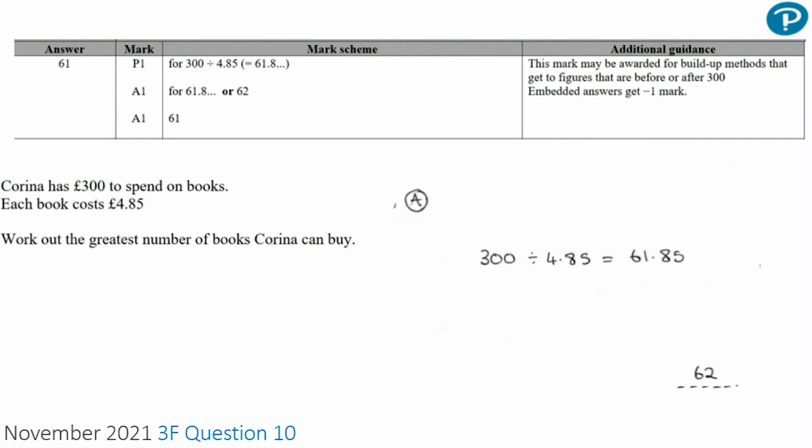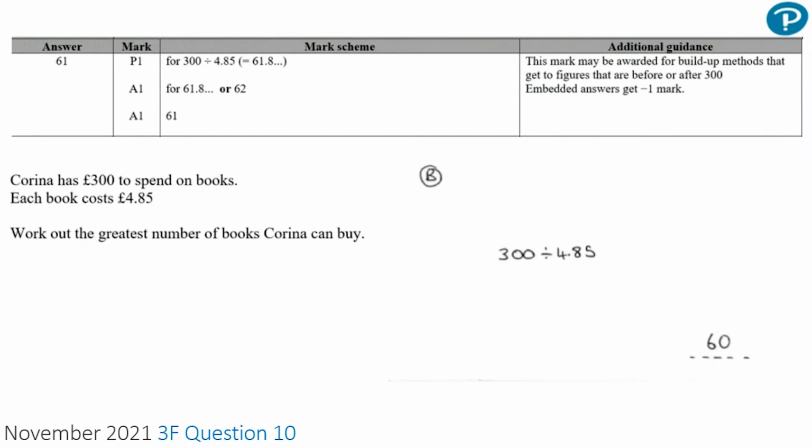Oh, I've turned that on silent. Again, you look at that and you go P1, A1, and then the final answer is they can only get 61 books. They can't get 62, so they can't get that final accuracy mark. Next one, coming through to you, Karina.